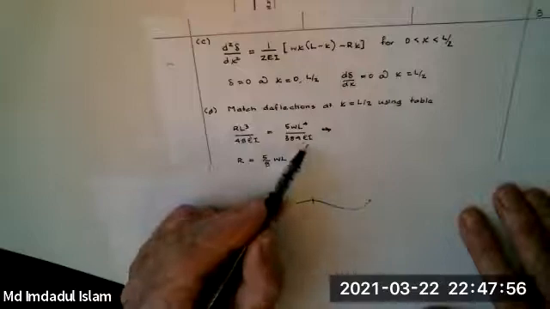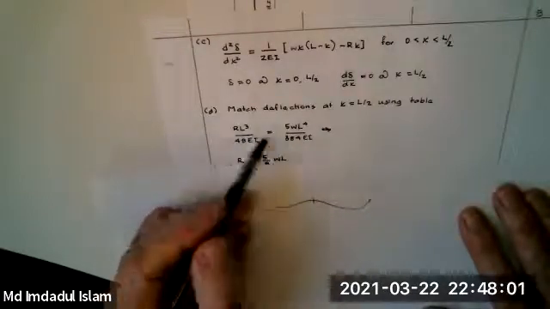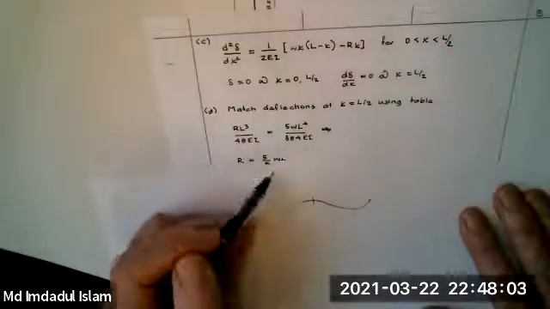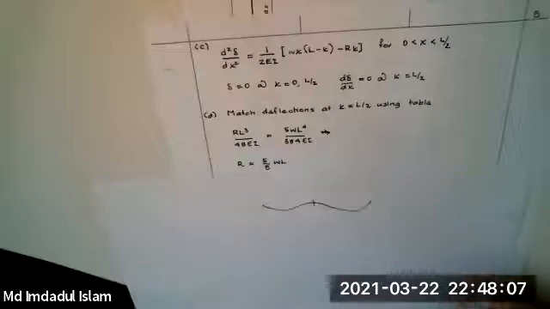And a lot of stuff cancels. The EI cancels. L cubed cancels. And you get WL would be the right units. It'd be 5. And 48 into 384 goes 8. So it's 5/8. So it's very easy to do this with superposition.